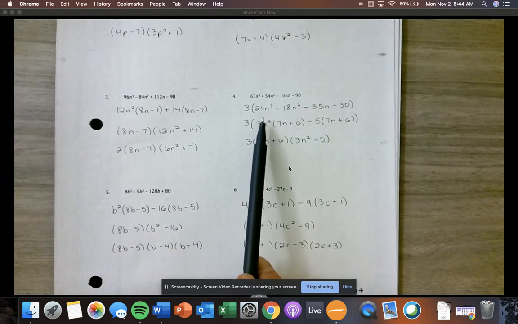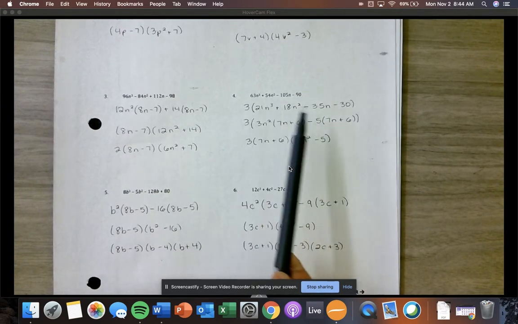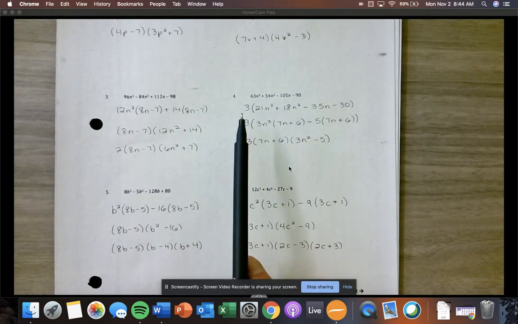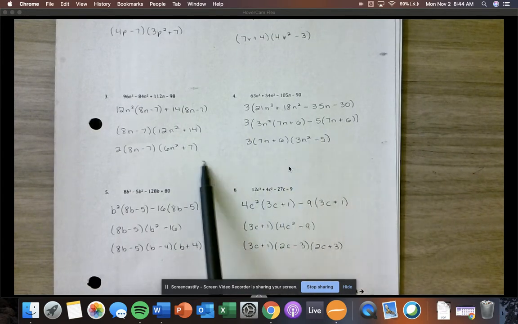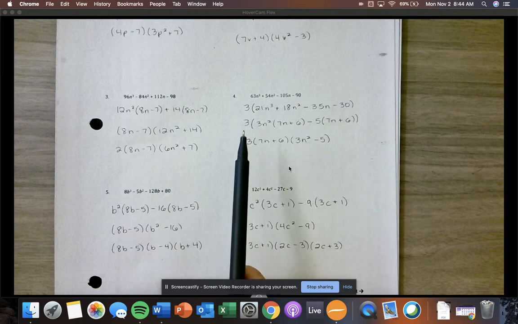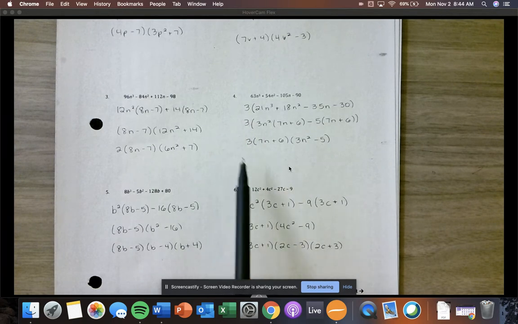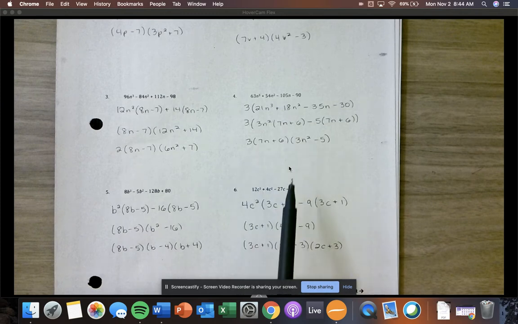Well, actually, let's talk about number 4 real quick. Number 4 is a good one because you can pull out this greatest common factor of 3 first. And if you didn't do that, that's totally fine. You can still factor by grouping before pulling out the 3. You're just going to notice that at the end, you'll be able to pull out a 3 in one of these terms. All right, but let's keep going.